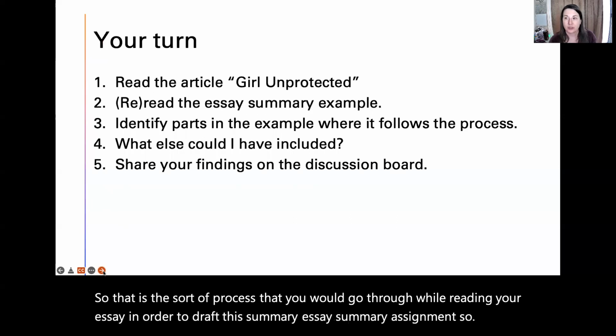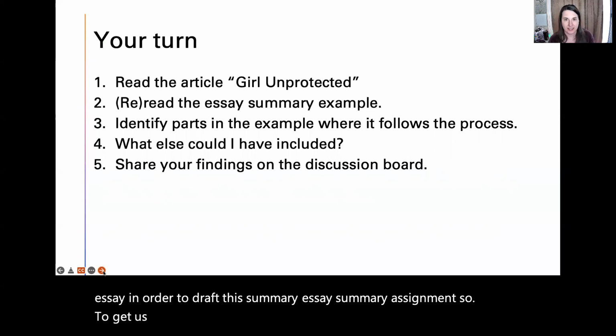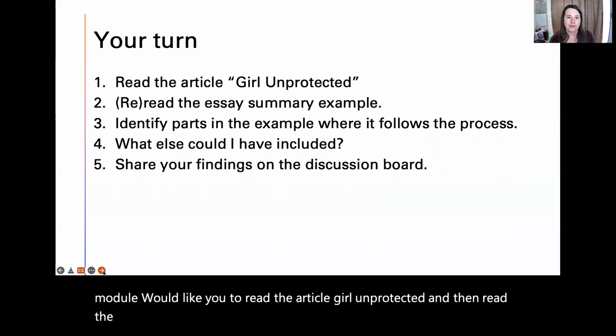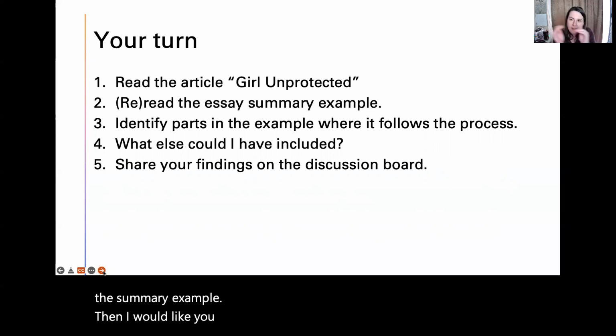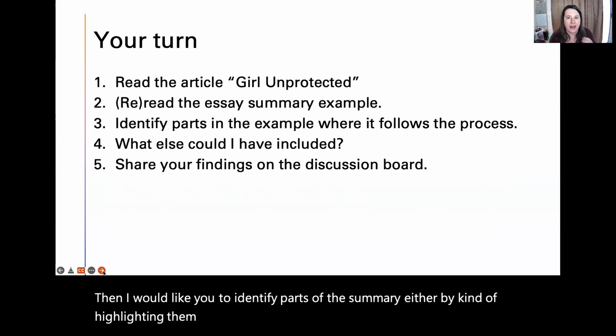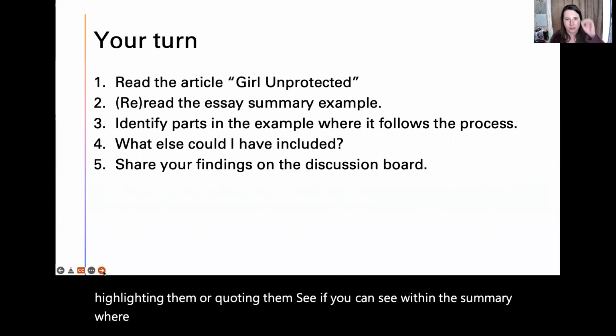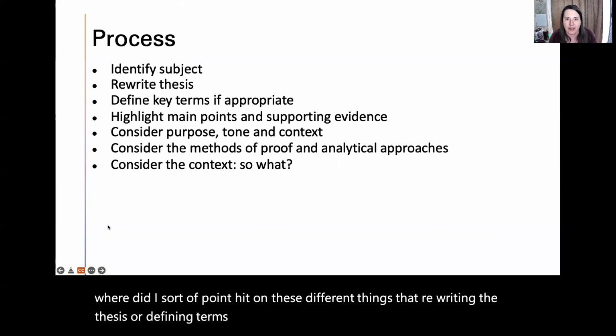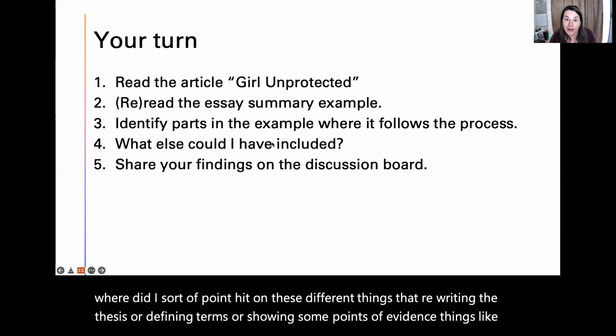So to get us started, this is the first activity that I would like you to do for this module. I would like you to read the article, Girl Unprotected, and then read the summary example. Then I would like you to identify parts of the summary, either by highlighting them or quoting them. See if you can see within the summary where I hit on these different things, like rewriting the thesis or defining terms or showing some points of evidence. So where do I do that?